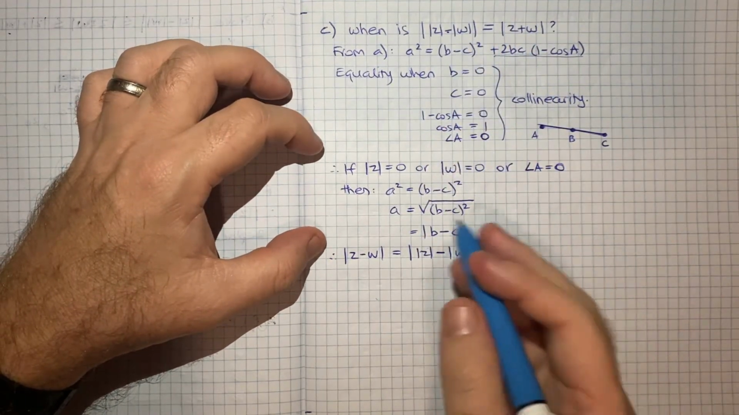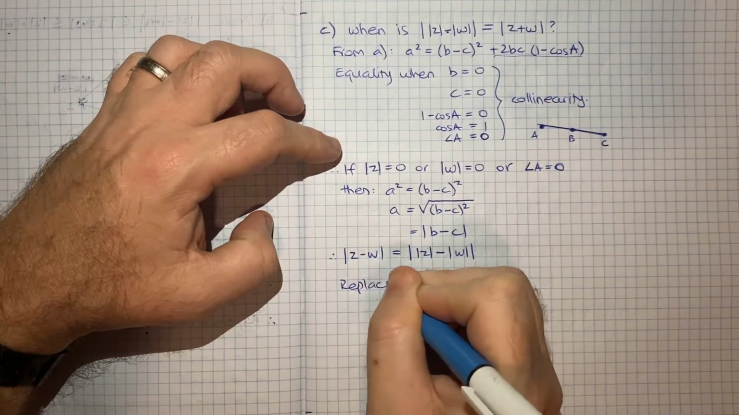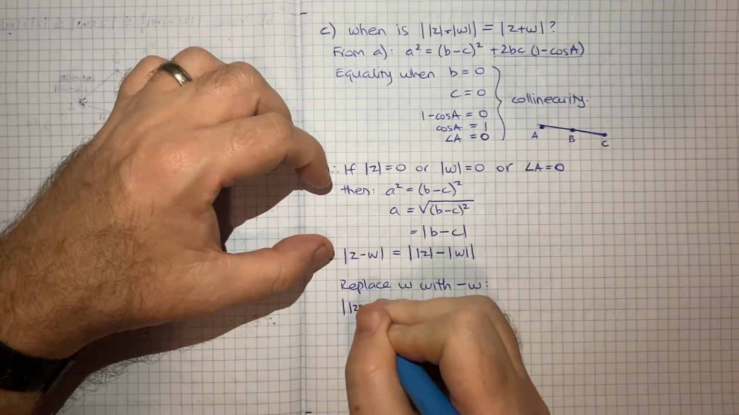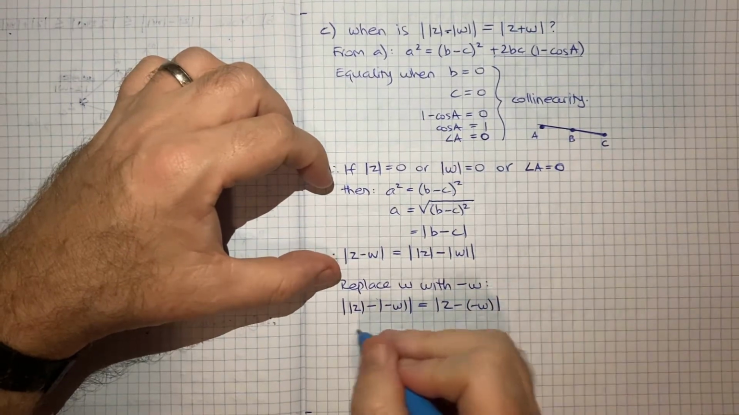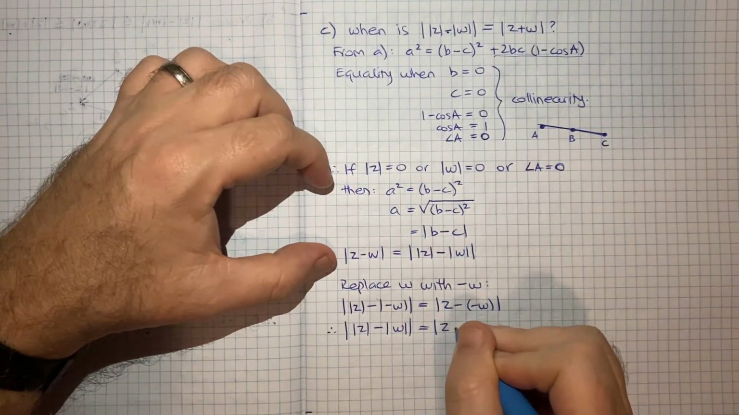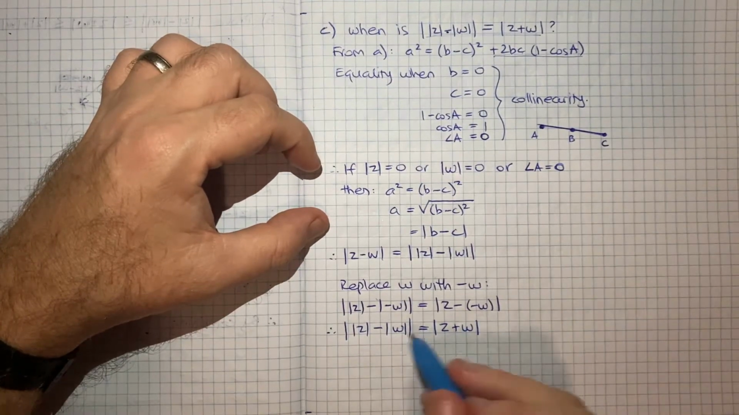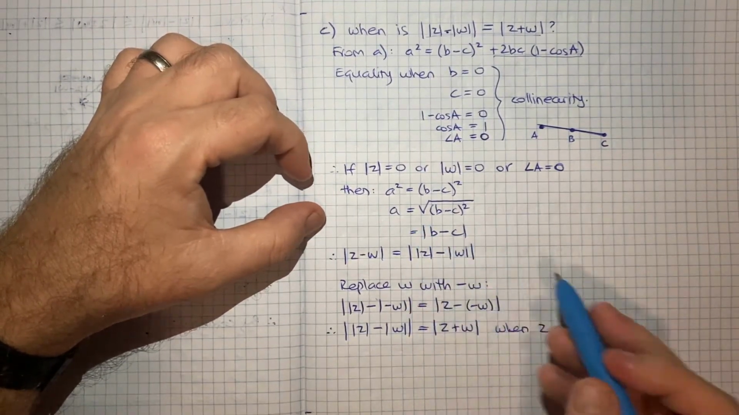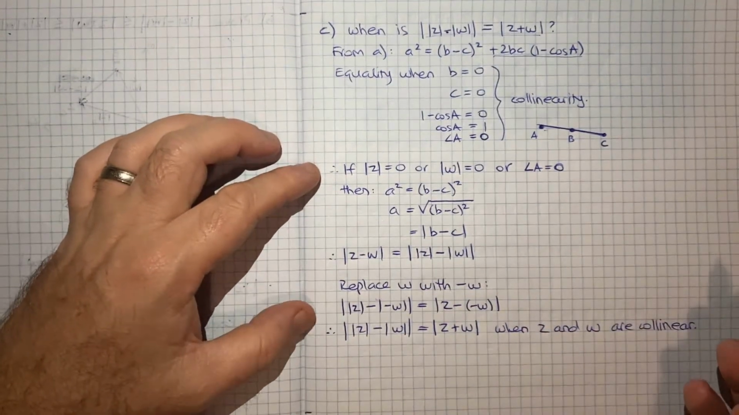So we'll do the same technique that we used here where we replace W with negative W. So replace W with negative W, and what do we get? Maybe I'll just flip these. So we'd get mod of Z minus mod of negative W equal to mod of Z minus negative W. So therefore mod Z minus mod W is equal to mod of Z plus W, which is the kind of condition we were interested in. So this happens when Z and W, thinking about our complex numbers, are collinear. That's probably the simplest way to state it. When they're on the same line, we'll get this equality.